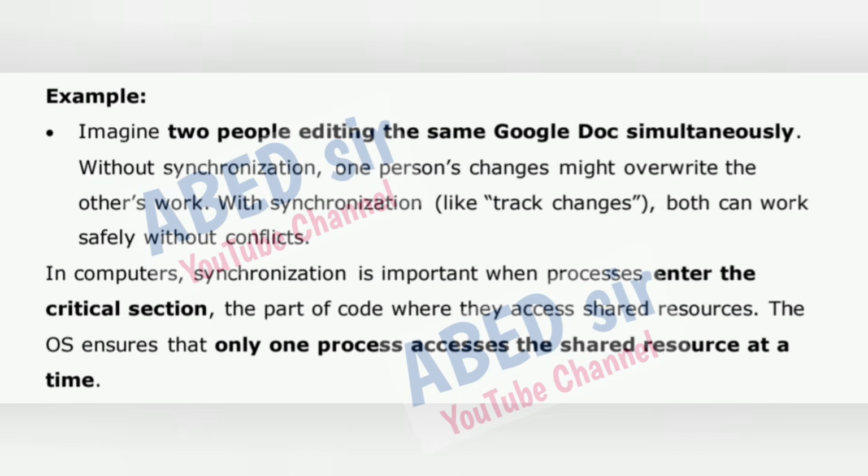Example: imagine two people editing the same Google Doc simultaneously. Without synchronization, one person's changes might overwrite the other's work. With synchronization, like track changes, both can work safely without conflicts. In computers, synchronization is important when processes enter the critical section, the part of code where they access shared resources. The OS ensures that only one process accesses the shared resource at a time.